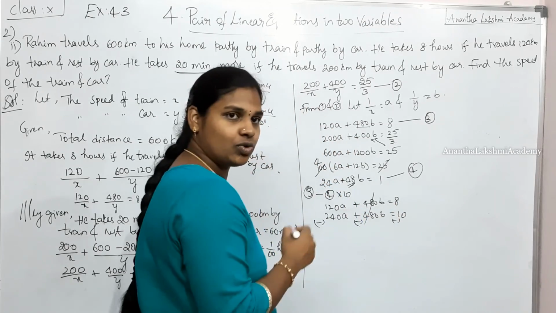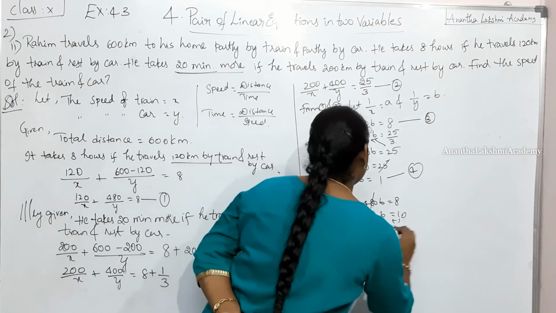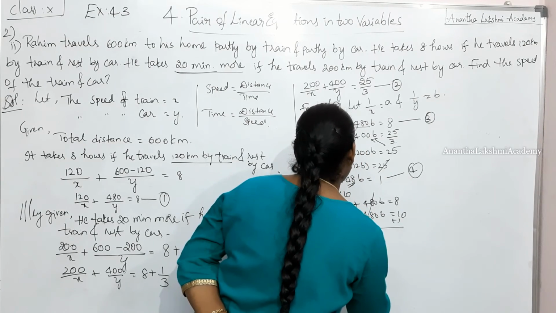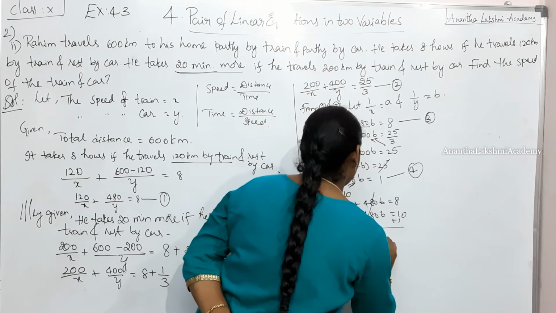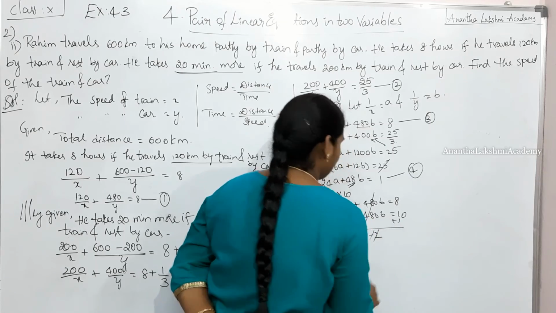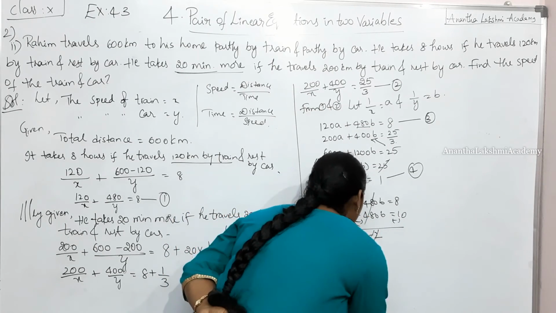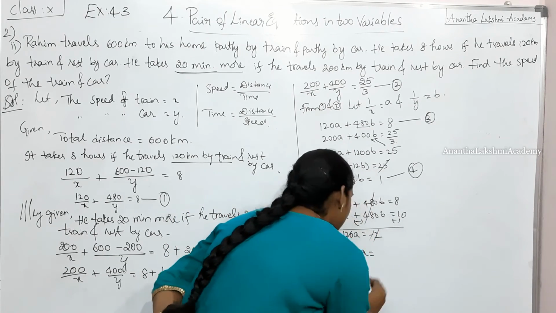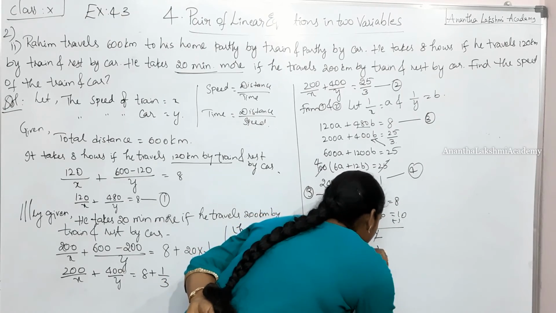So these two are going to get cancelled, and this is going to be minus 120a is equal to minus 2. This is nothing but, negative negative gets cancelled, 120a is equal to 2. So a is equal to 1 by 60.